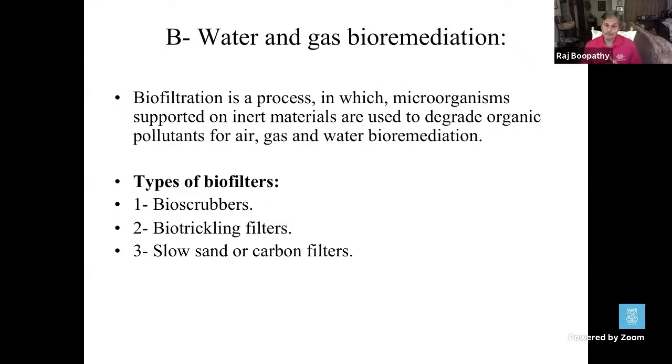We not only use bioremediation in soil and water, but you can also use it for cleaning up gaseous chemicals using bioscrubber, bio-trickling filters, and slow sand or carbon filters. So if there is some gaseous form of chemicals in subsurface condition, you can bring that up and put them in a scrubber, and bacteria will use those volatile compounds as carbon source.